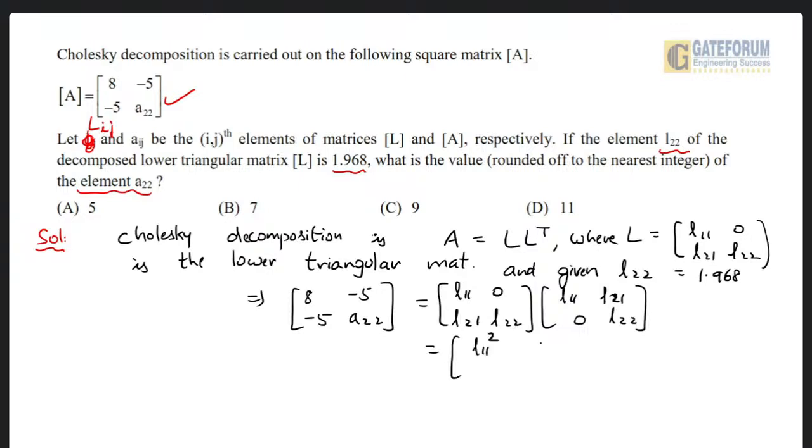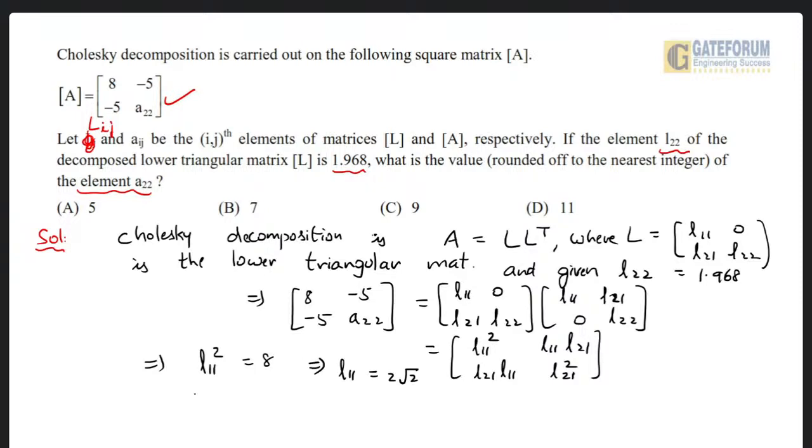First 20 second column L11 L21. Second row into first column L21 L11. Second row into second column L21 square. Two matrices equal means corresponding elements are equal. Implies L11 square is equal to 8. From this L11 is equal to square root of 8, that is 2 root 2.